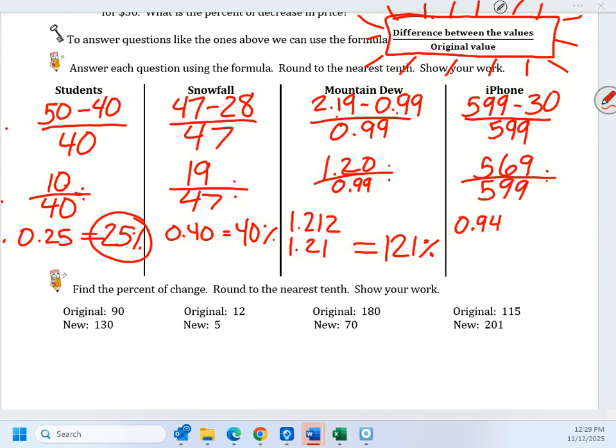94 what? 0.949. What does that round to, Henry? 0.95. And what percent is that, Elliot? 95%. 95%.